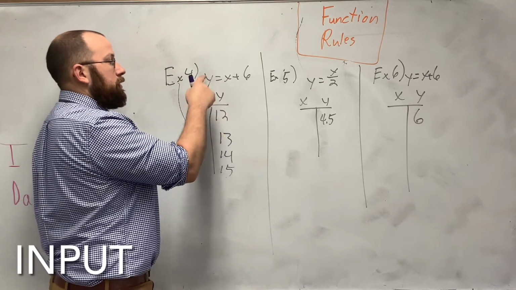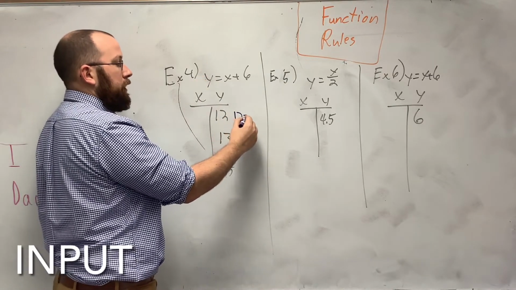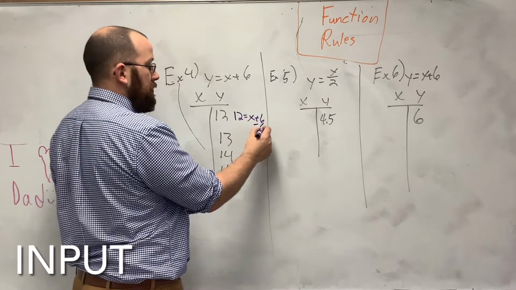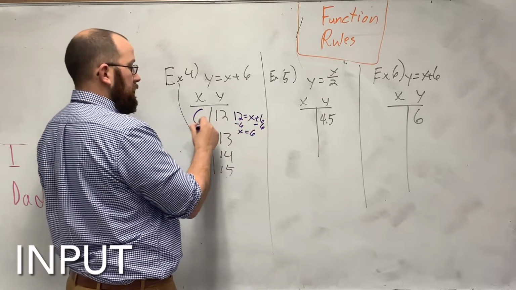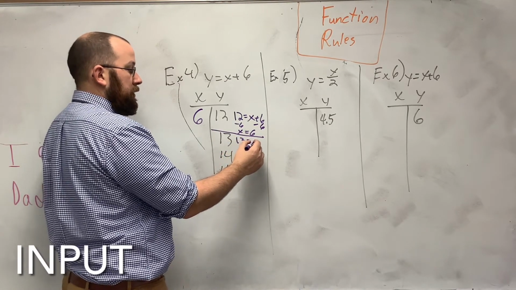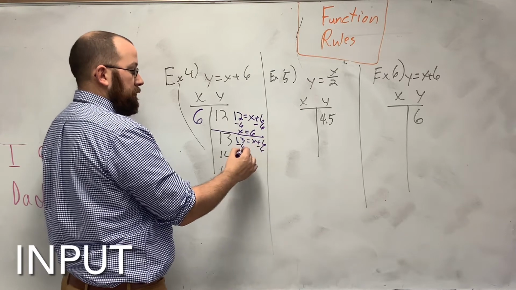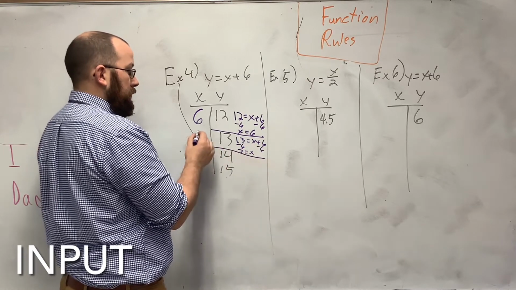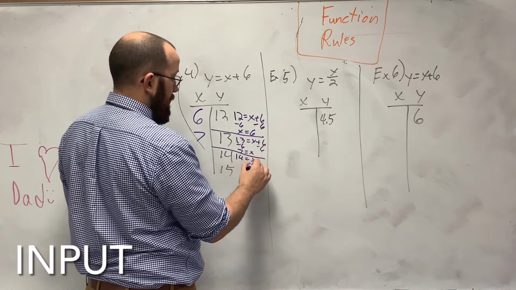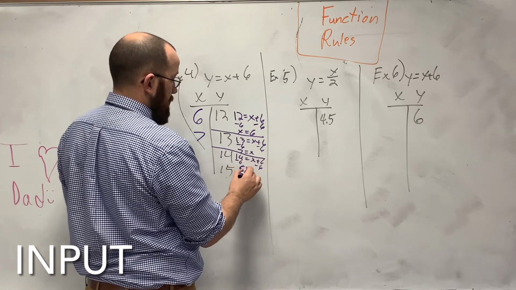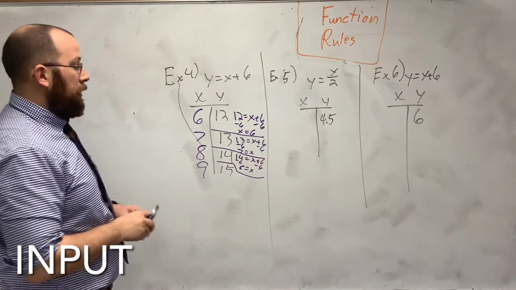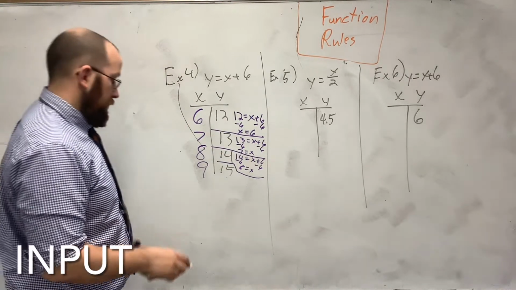So if I plug 12 in for that y, I get the equation 12 equals x plus 6. And now I just have to solve for x to get my x. So subtract 6, x equals 6. Let's do this one. 13 equals x plus 6. 7 equals x. 14. And now we can guess the next one's 9 because it's going down by 1 every time. This side's going down by 1 every time.